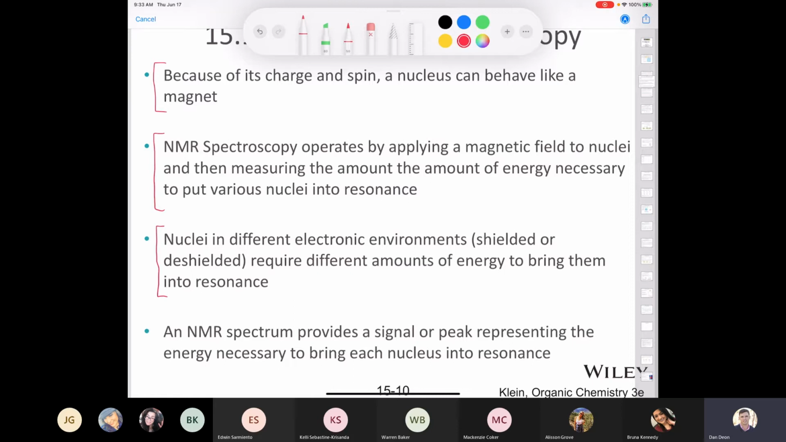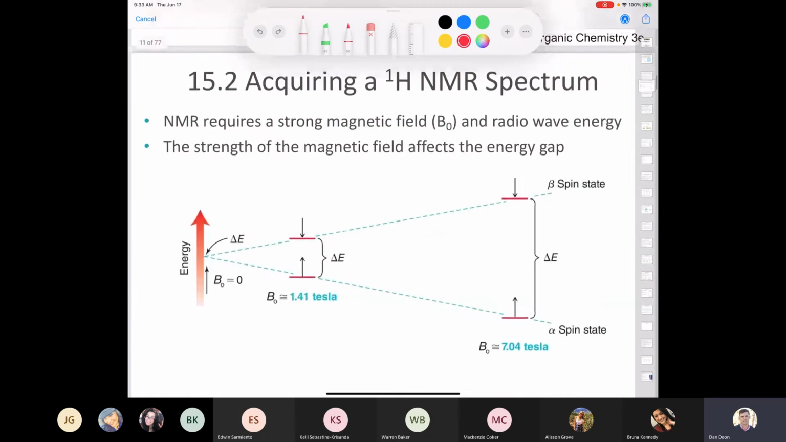But we know that that's not true because they're all in different electronic environments, okay? And so basically what an NMR spectrum that you're going to learn to interpret does is it shows you a signal or a peak representing the amount of energy that's required to bring each nucleus into resonance. And that again tells you about the electronic environment of the nucleus.